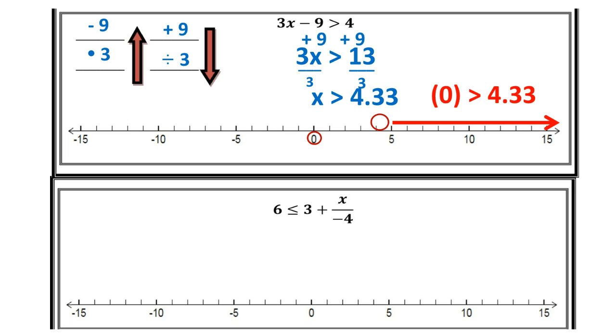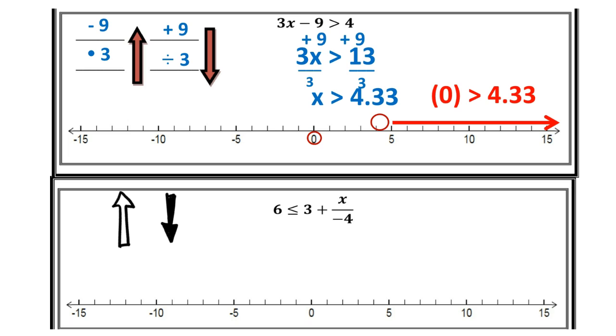That means that all of the values to the right of this value that we've indicated, 4.33, make the statement true. 10 is greater than 4.33. 15 is greater than 4.33. 0 is not. Negative 5 is not. Negative 10 is not. Let's try this next problem.